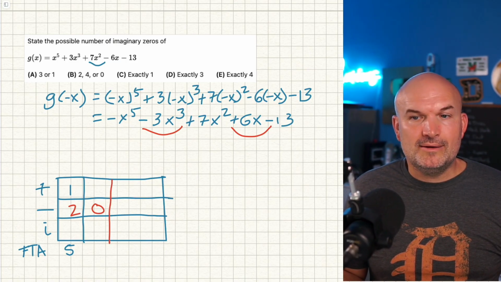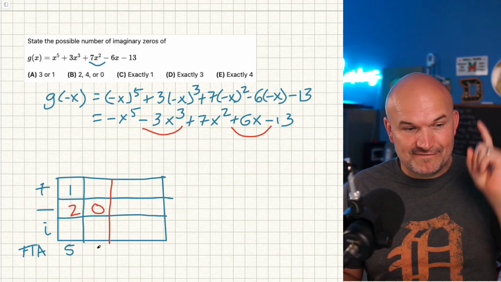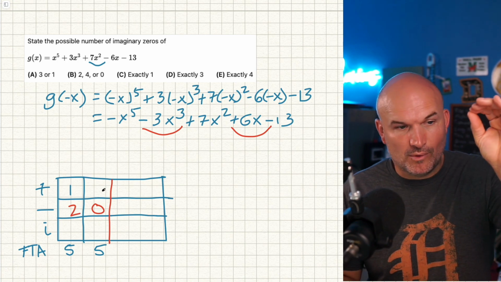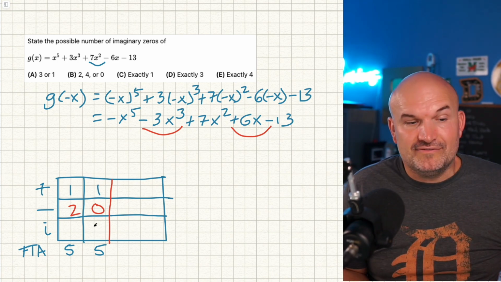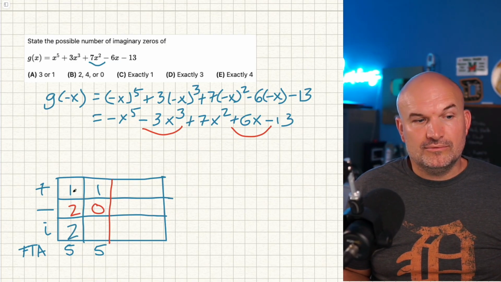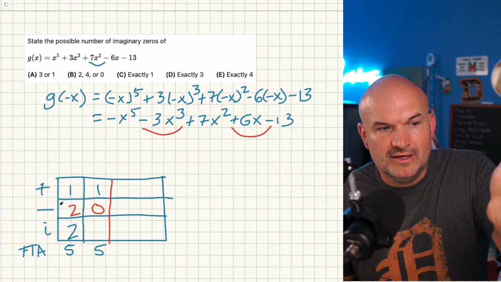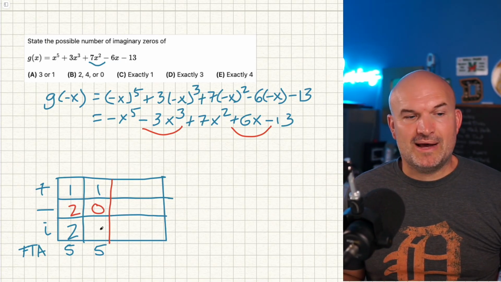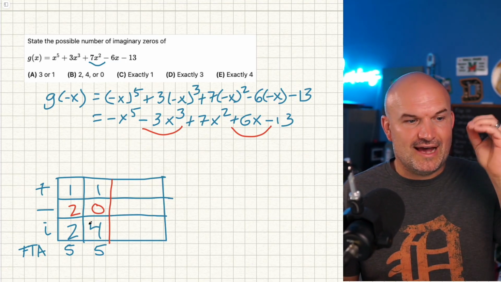Now let's calculate, what about the imaginary? The fundamental theorem of algebra says we have to have 5. So if I have 1 positive and 2 negative, how many imaginary do I have to have? Well, that answer is going to be 2, right? 1 plus 2 plus 2 is 5. What about if I have 1 real positive and 0 real negative, then how many imaginary do I have to have? 4.